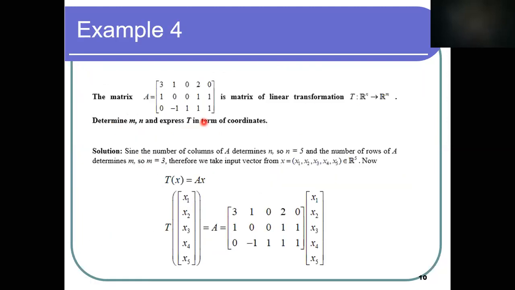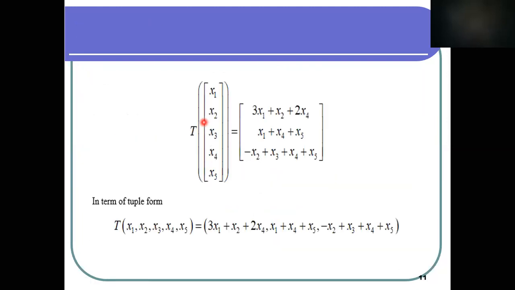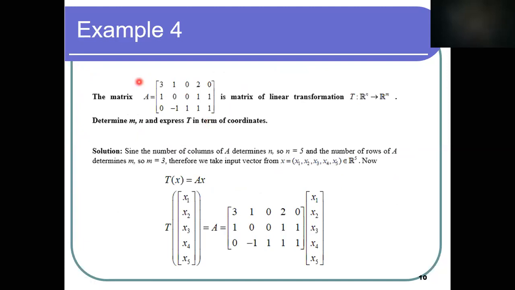So let me give you another example. This is a matrix of a transformation from Rn to Rm. Determine m and n and express T in terms of coordinates. If you look over here, the matrix is of order three rows and one, two, three, four, five columns. So in that case, with three rows and five columns, n is five and m is three.